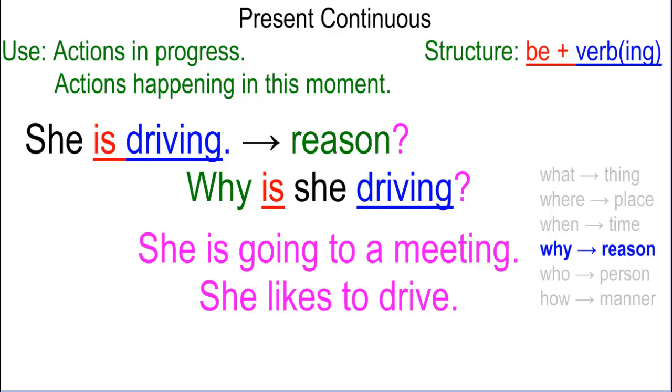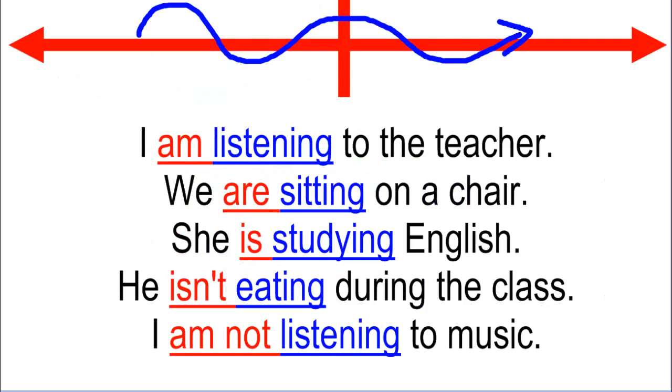Okay, if you want, you can also give the complete sentence. You can say, she is driving because she is going to a meeting. Or she is driving because she likes to drive. So you have a lot of different sentences that you can make using the present continuous.